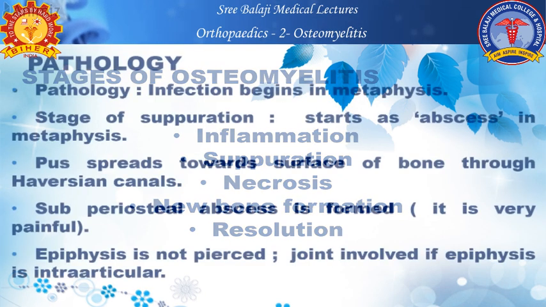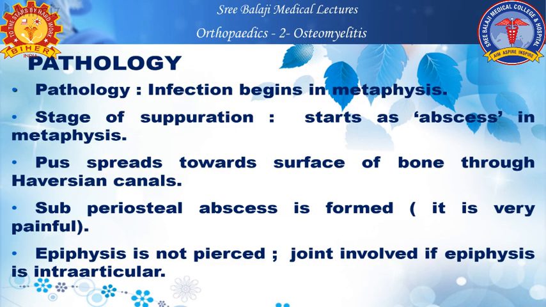In acute osteomyelitis, the infection begins in the metaphysis. The metaphysis of a long bone is the commonest site where the infection begins. Because of the peculiar arrangement of the blood vessels in the metaphysis, organisms spreading through the blood will get lodged in the metaphyseal region and the inflammatory process sets in.